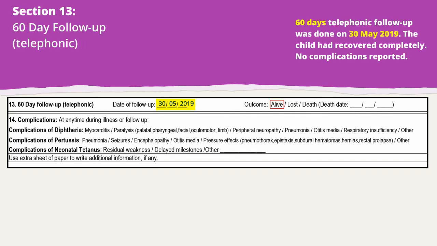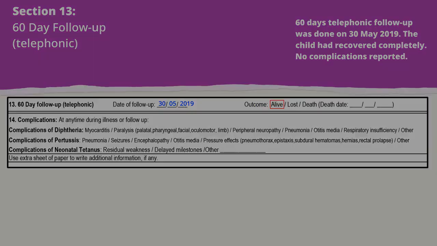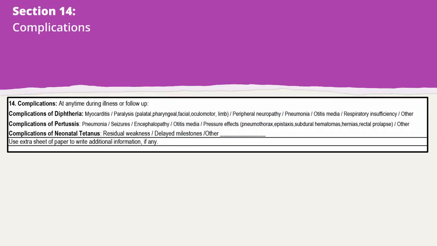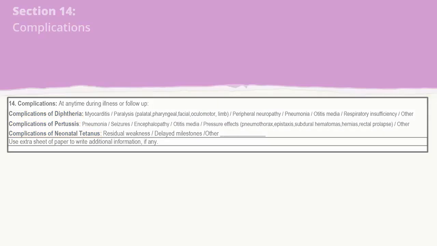60 days follow-up is an important aspect of epidemiology to know the outcome or complications. Ensure that all cases of diphtheria, pertussis, and neonatal tetanus get followed up telephonically after 60 days of onset of illness. Section 14 is the last section. Encircle the complications observed or found at any time during illness or during follow-up for the concerned disease.